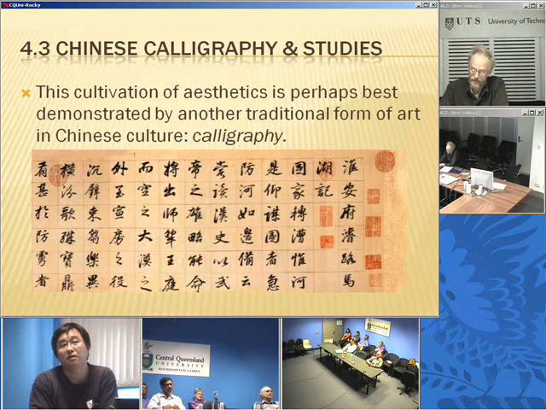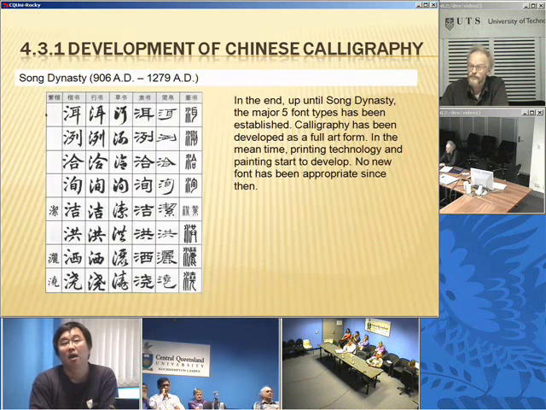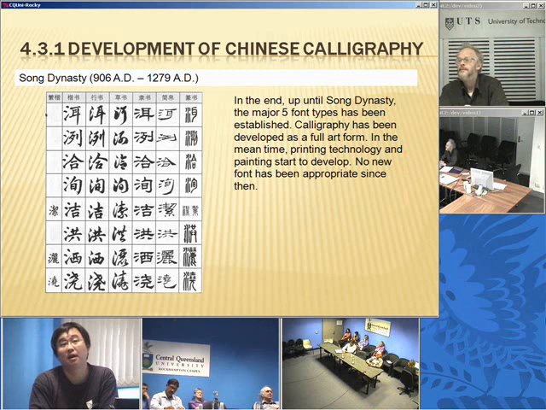And this kind of cultivation of aesthetics is perhaps best demonstrated by another traditional form of art in Chinese culture, calligraphy. Chinese characters have a long history stretching back 2,000 years. I'm not going to go into detail in this presentation. Just let you know that by the end of the Song Dynasty, Chinese characters had developed into five major types of fonts, as you can see here.